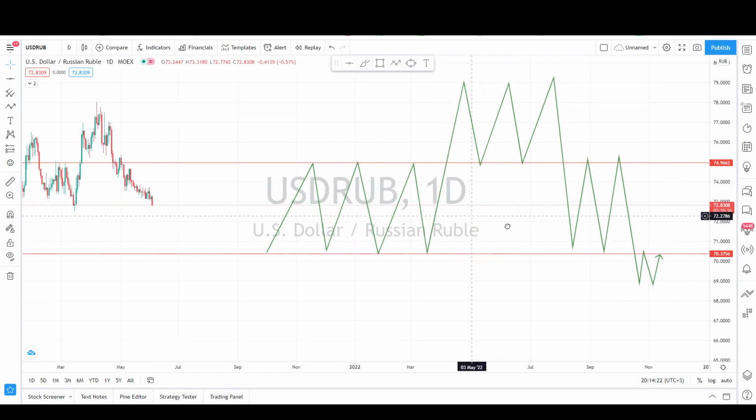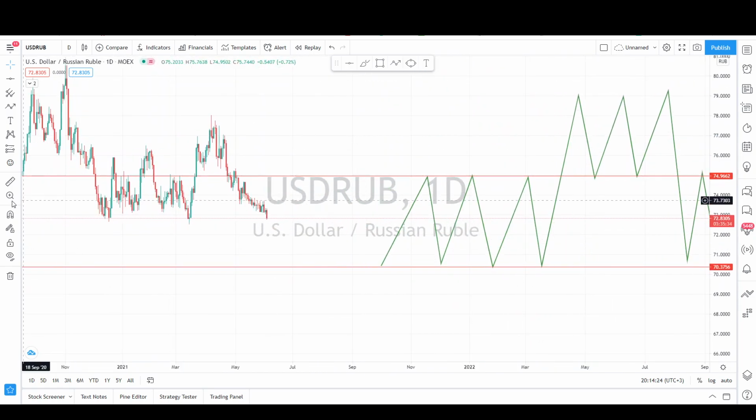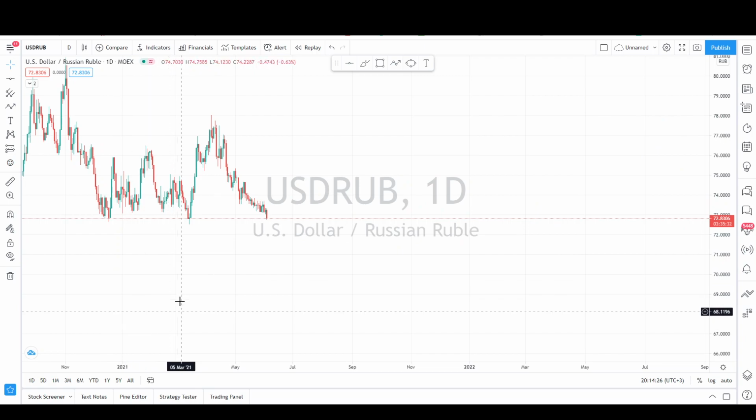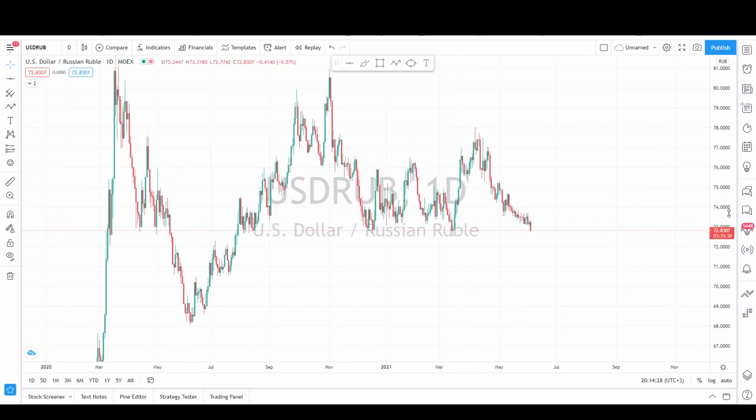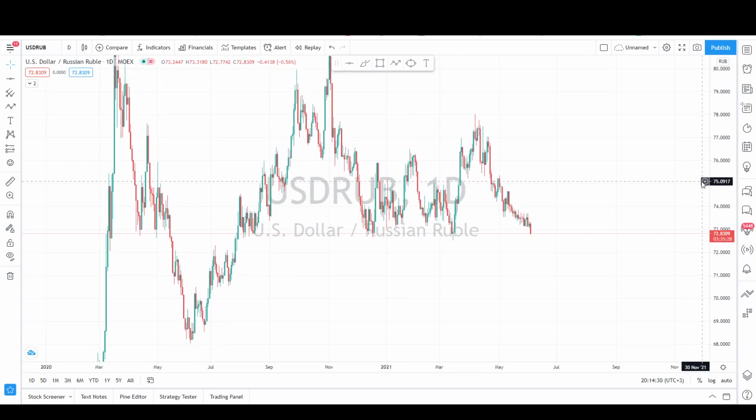Okay, let's go to the chart. Let me delete this and let's try to find support and resistance areas. Okay, this is actually a typical chart of the USD rubles, and this is how you see it's not as perfect.